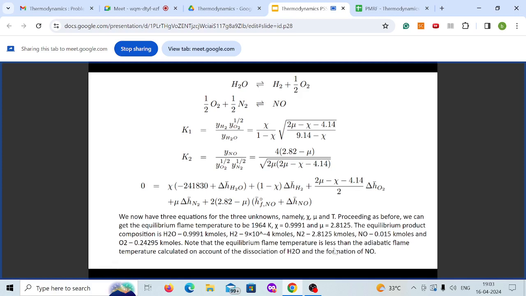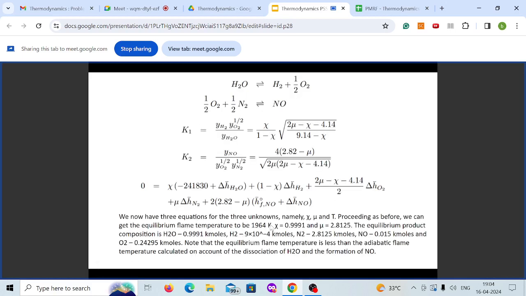If you see, the equilibrium flame temperature is less than the adiabatic flame temperature because some amount of energy went into dissociating water and the nitrogen oxide. The temperature is less because it corresponds to your internal energy. If the temperature is less, the energy is less because that energy is used somewhere else, in dissociating water and nitrogen to form nitrogen oxide. That's why the temperature here is less.